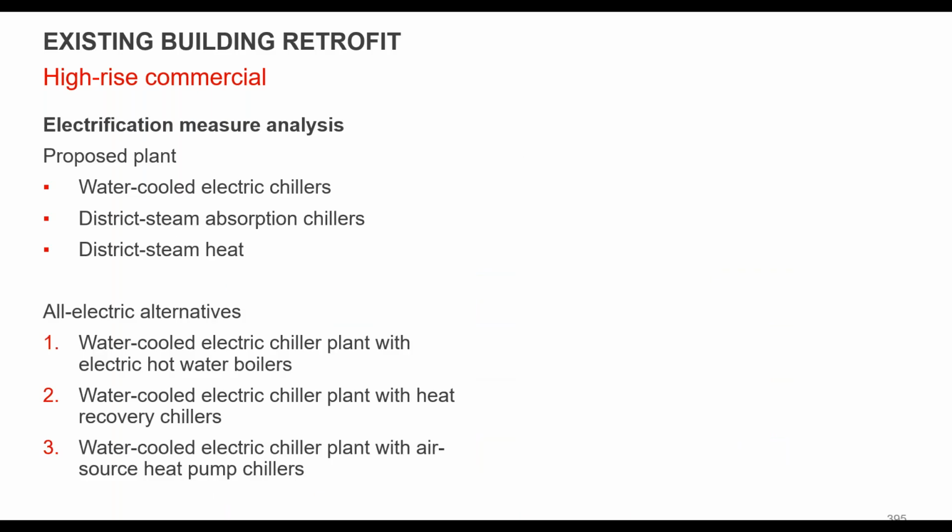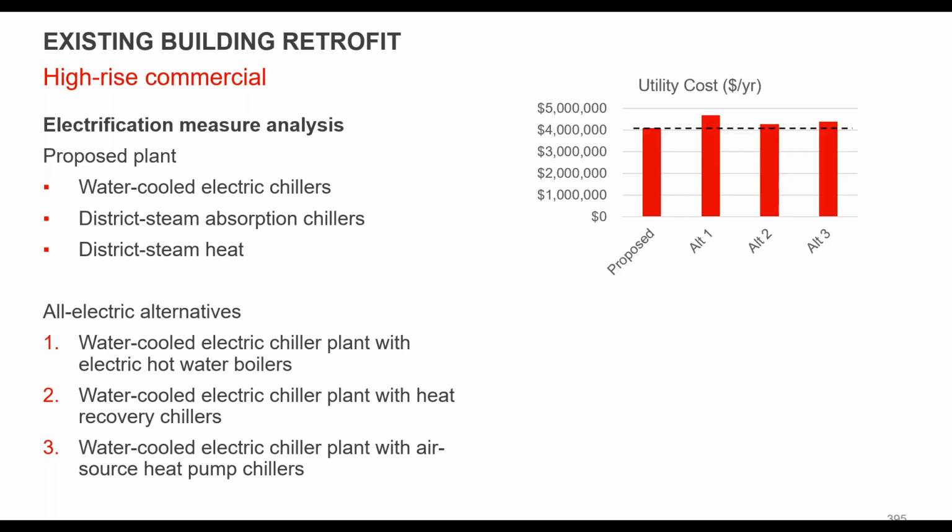And then there was also a request to look at electrification. So this is kind of what happens if you dump the district steam. The proposed plan was to keep all that in place. And we went through this analysis to see what it would take to get off of the steam system. In this case, there's like-for-like electric chillers for the steam units, but add some electric boilers, which is obviously a big electric demand. Then heat recovery chillers, or some sort of hybrid with some heat pump chillers.